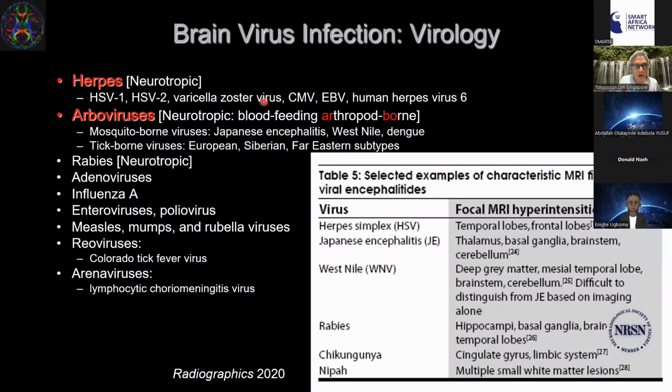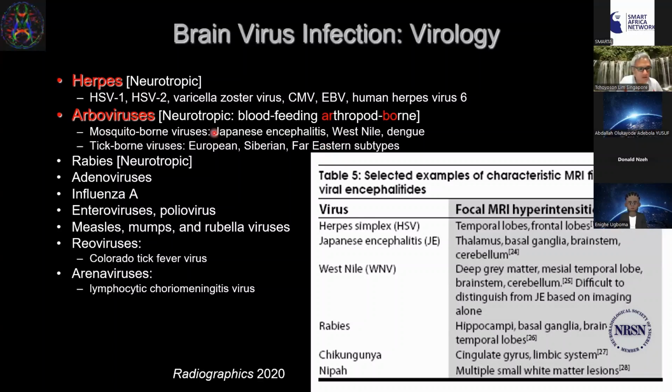There is another group of viruses called arboviruses. They're arthropod-borne, either mosquitoes or ticks. And the classic is Japanese encephalitis, West Nile, and dengue. There are other tick-borne viruses in Europe and the Far East. This group of patients typically shows abnormalities in the thalamus.